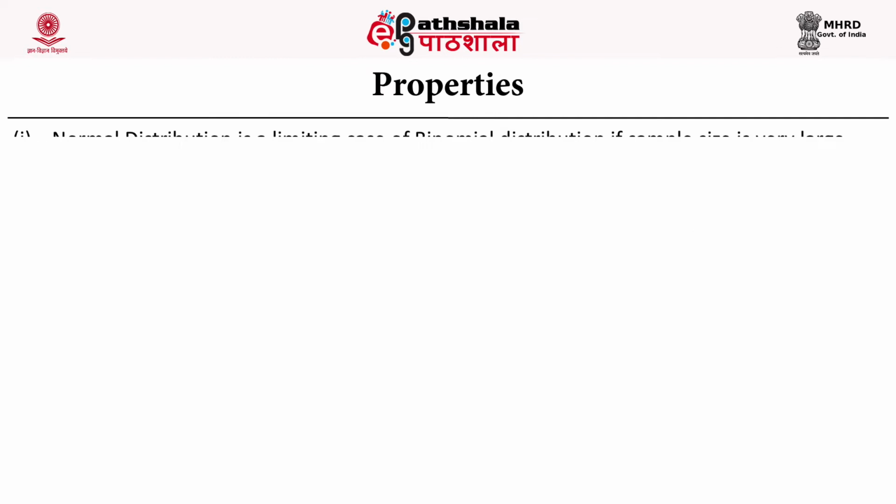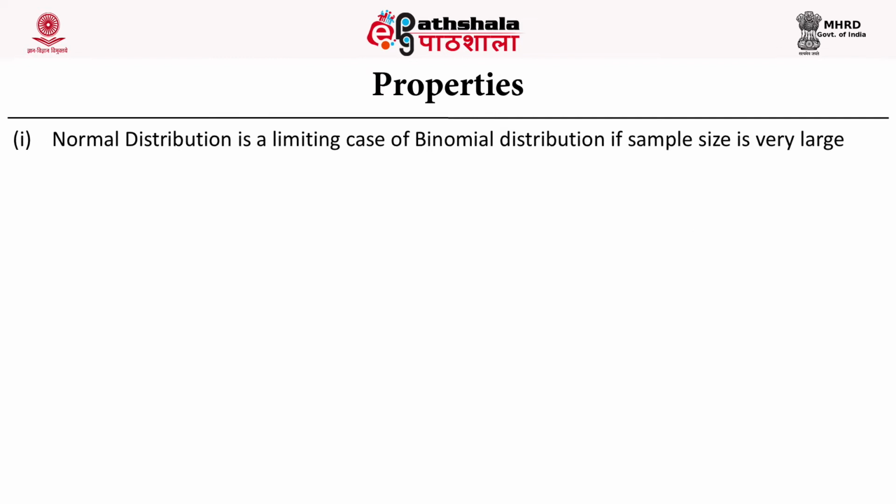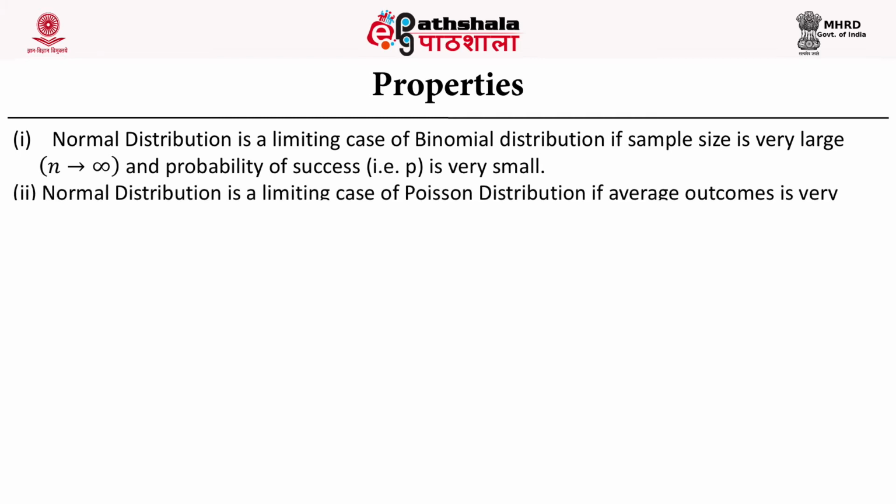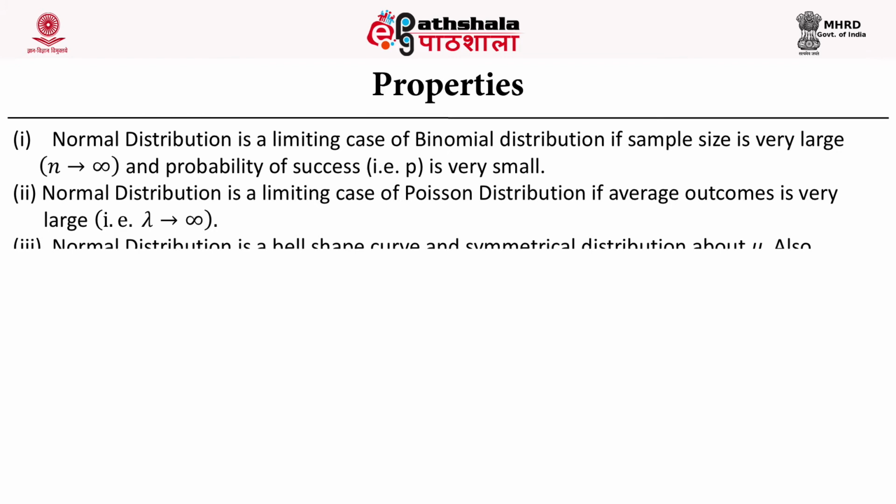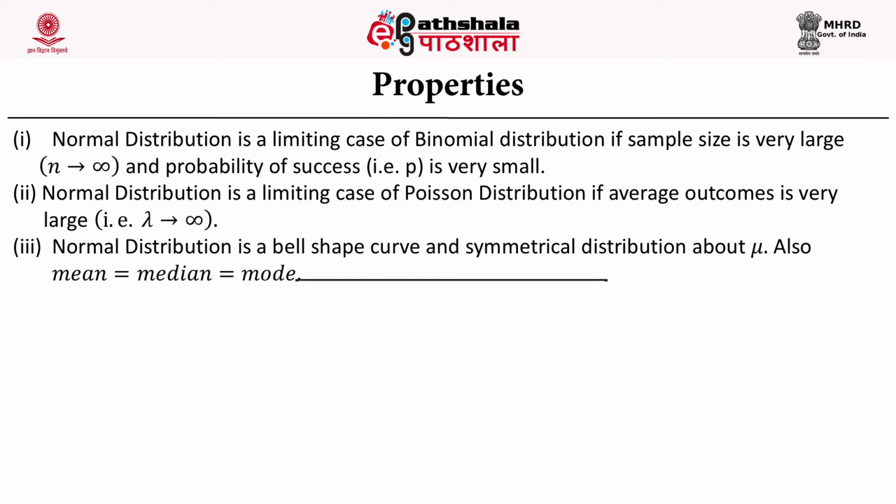So there are some properties of the normal distribution. The first property is that the normal distribution is a limiting case of the binomial distribution if the sample size is very large, that is n tends to infinity, and the probability of success is very small, that is p is very small. The second property is that the normal distribution is a limiting case of the Poisson distribution if the average outcome is very large, that is lambda tends to infinity. And the third property of the normal distribution is that it is a bell-shaped curve and a symmetrical distribution about the mean.